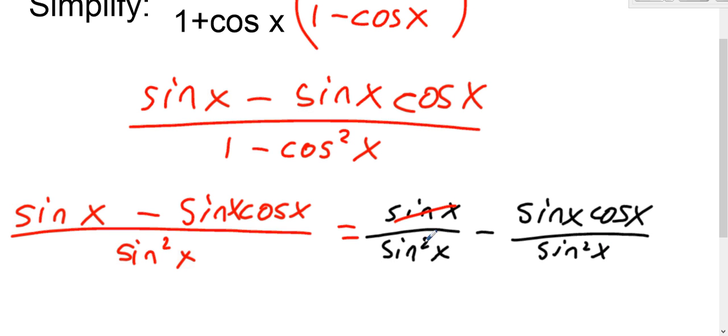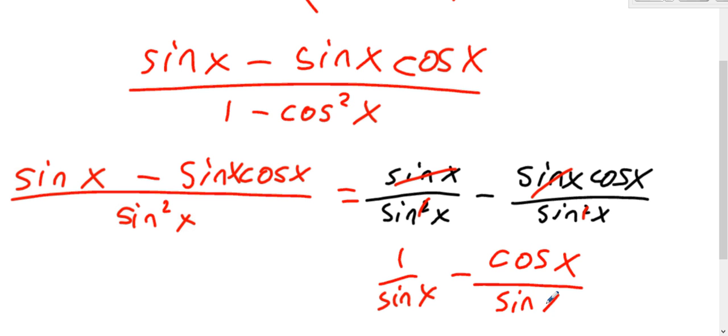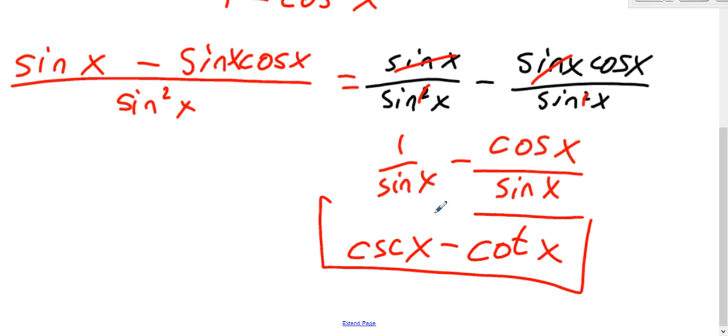So the sine on top cancels one of the sines on the bottom, so that's 1 over sine. Sine on top cancels one of them on the bottom, so that's minus cosine over sine. And then that can be simplified just a little bit because 1 over sine is cosecant. And then cosine over sine is cotangent. And that is as simplified as it gets.